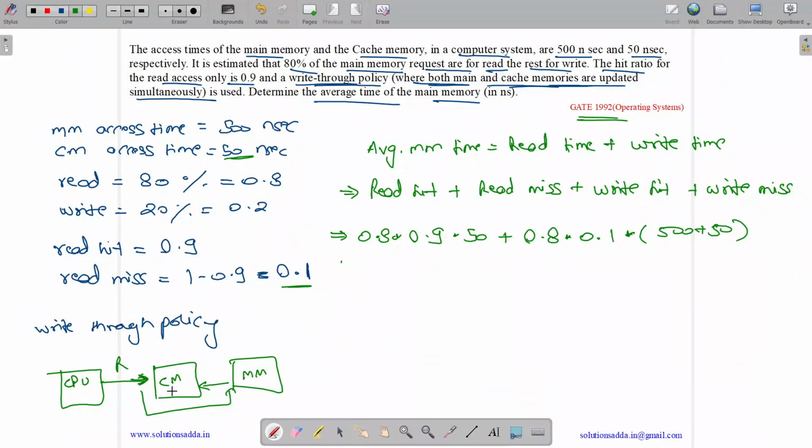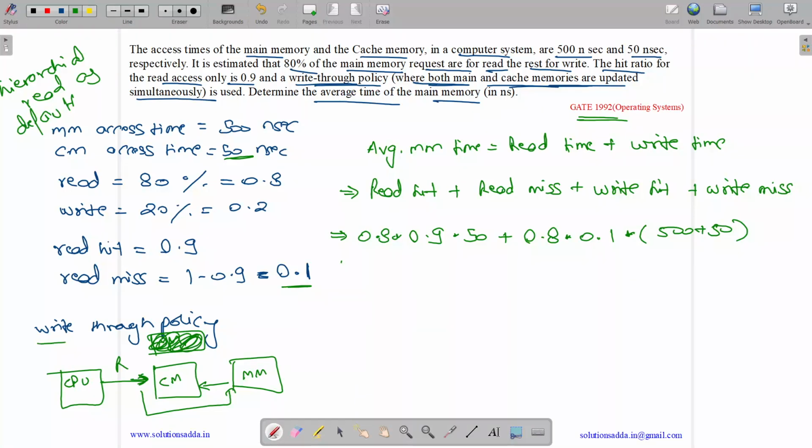Here we have assumed this hierarchical organization. Either we can have hierarchical organization or simultaneous, like simultaneous, both main memory and cache memory. But as nothing is written, thus we assume hierarchical read as default.